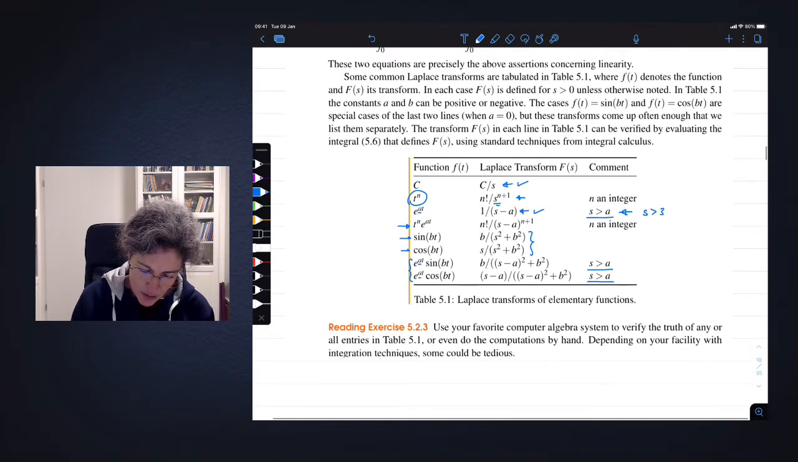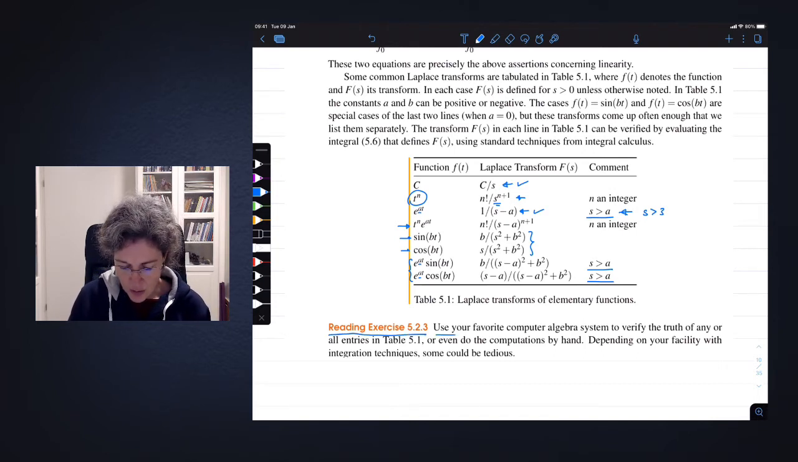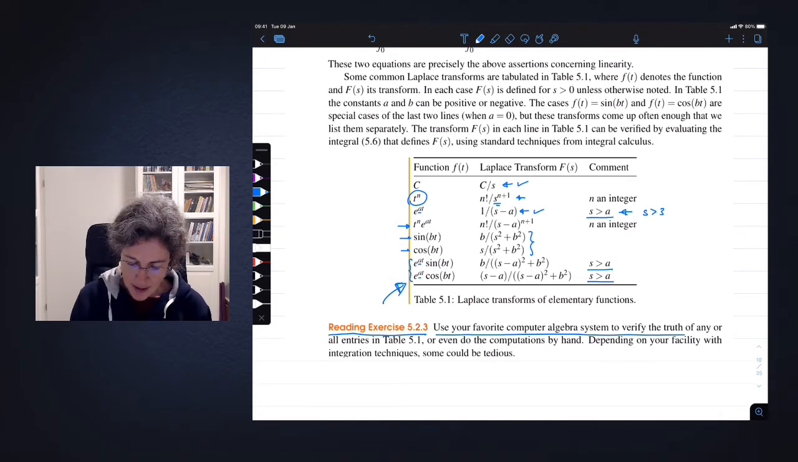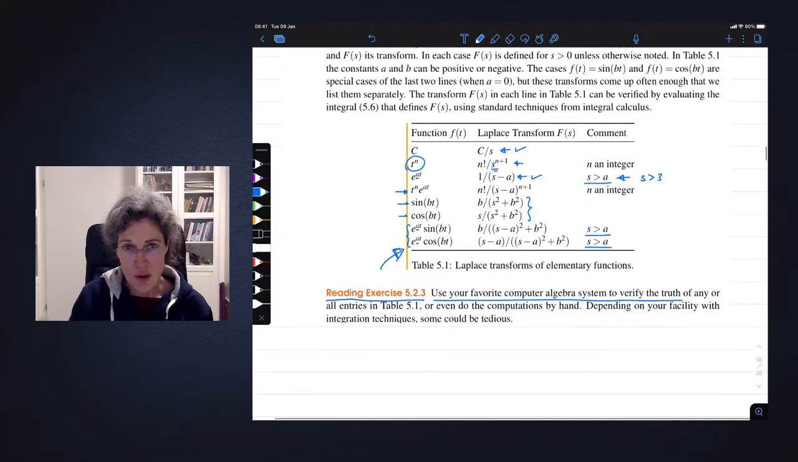Okay, so the reading exercise 5.23 is important because it says the very important lines: use your favorite computer algebra system to verify the truth of any or all of the entries in here. These days we pretty much use things like Matlab or Mathematica or Wolfram Alpha to calculate our Laplace transforms. It's a good idea to have done one or two by hand, and I will ask you to do a couple in the tutorial, but out in the world you just get the computer to do it.